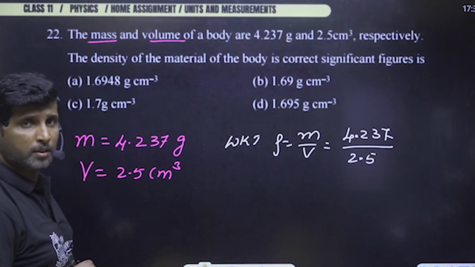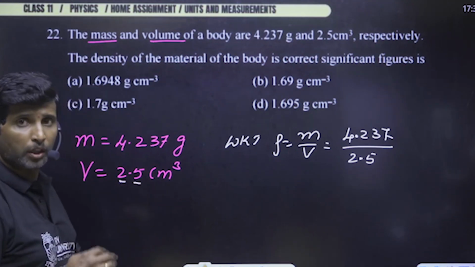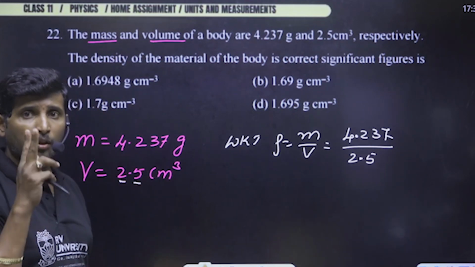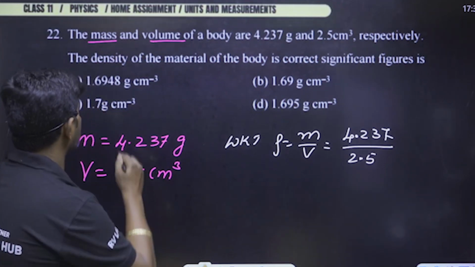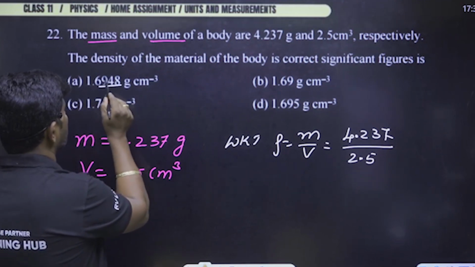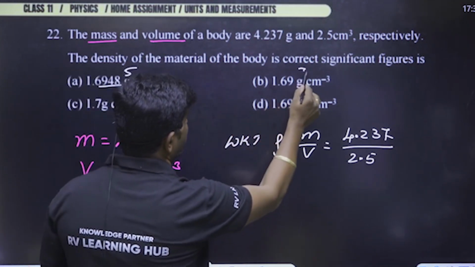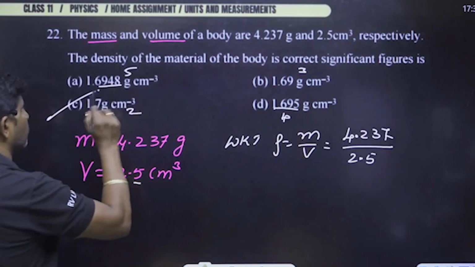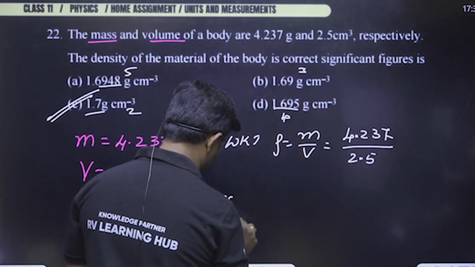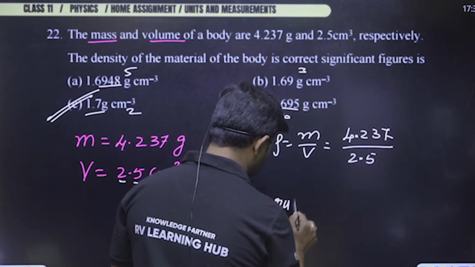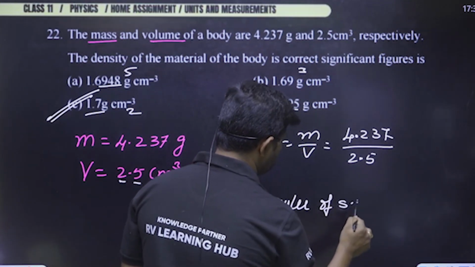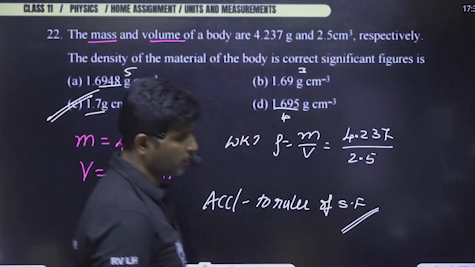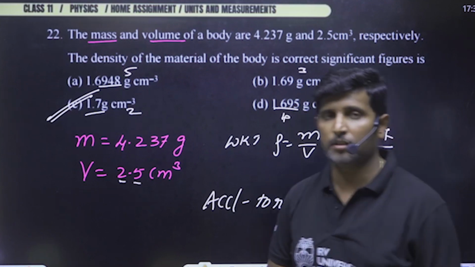Whenever you observe the mass and volume, we can say for volume there are only two significant figures. Therefore, the final answer should be in two significant figures. So see here, this is having significant figures equal to 5, and this is having equal to 3, and this is having equal to 2, and this is having equal to 4. Hence we can go with option C. How? According to the rules of significant figures, we can say option C is the right answer.